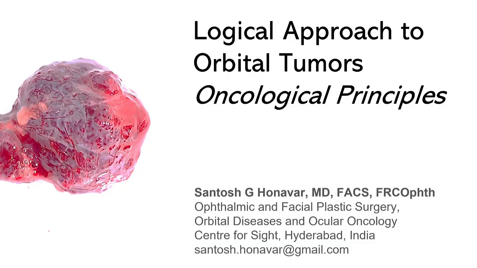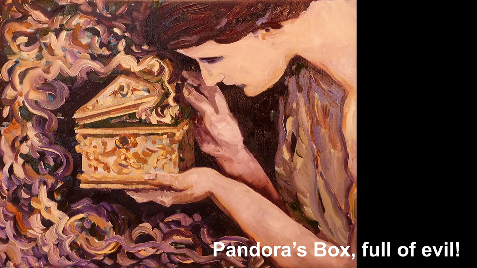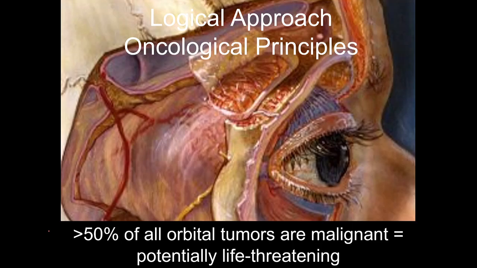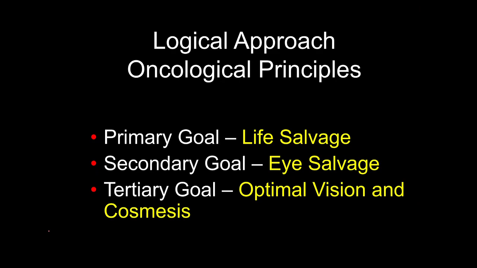I'll be speaking, as asked, on oncological principles in orbital surgery. The orbit is a box that's full of evil. You don't know what it is unless you have removed it, and the pathologist obviously has the final word. So you have to combine your oculoplasty surgical skills with oncological principles. Otherwise, there might be situations where you might end up compromising life.